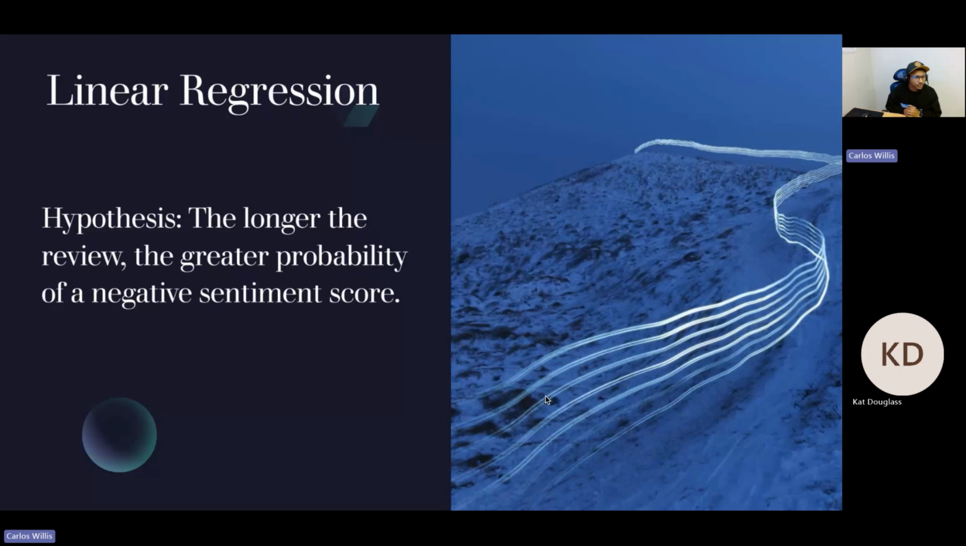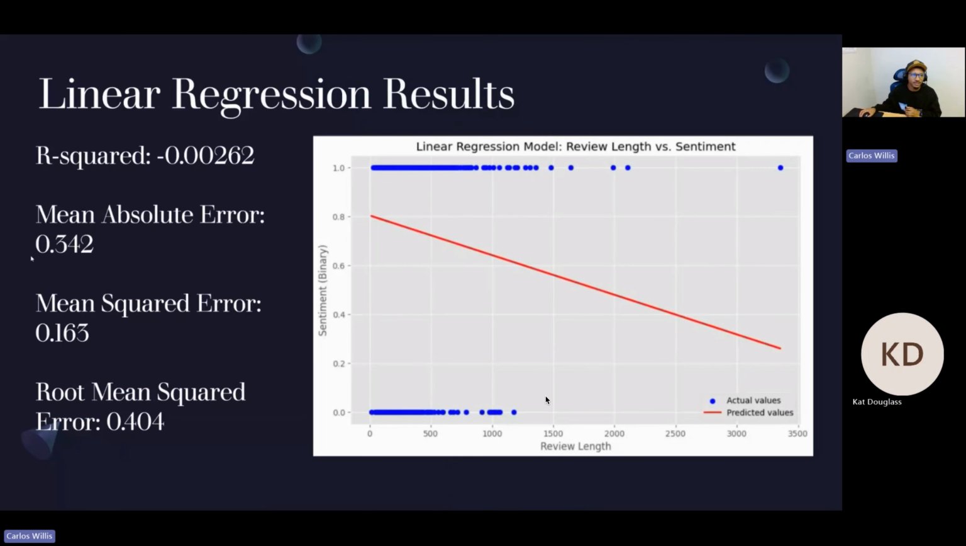Going over to the results, we see that most of the values are clustered at the top or the bottom of the sentiment axis, suggesting that reviews are mostly classified into either a positive or negative sentiment without much in the middle. The red line represents the predictive values from the linear regression model, and you can see the negative slope of the line suggests that as the review length increases, the model is worse at predicting sentiment scores.